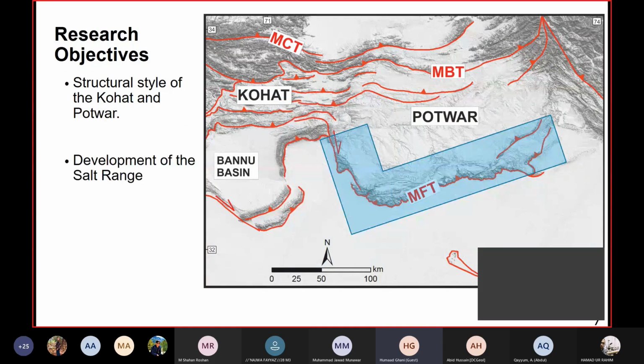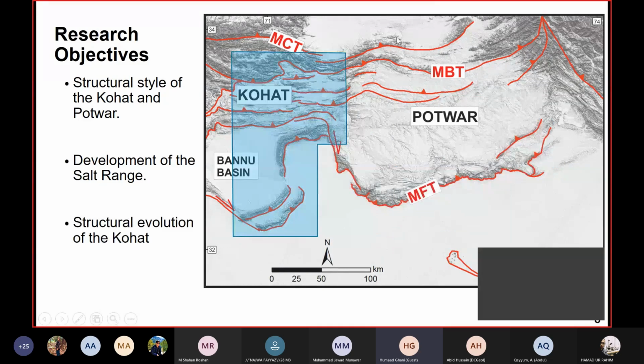So what you see, the second task was understanding the development of the salt range, and the third one was looking at the structural propagation from main boundary thrust to the surrogate thrust in the Kohat, and overall combining them to understand the structural evolution of Kohat and Potwar.